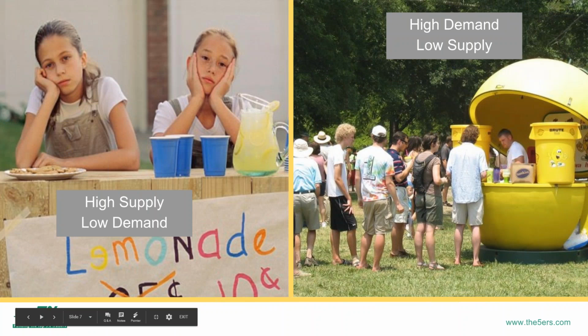Okay, so what is demand and supply? The rule of supply and demand is illustrated by these two images, where we have the same commodity, lemonade, but two different situations that will create different pricing for the same product, right?